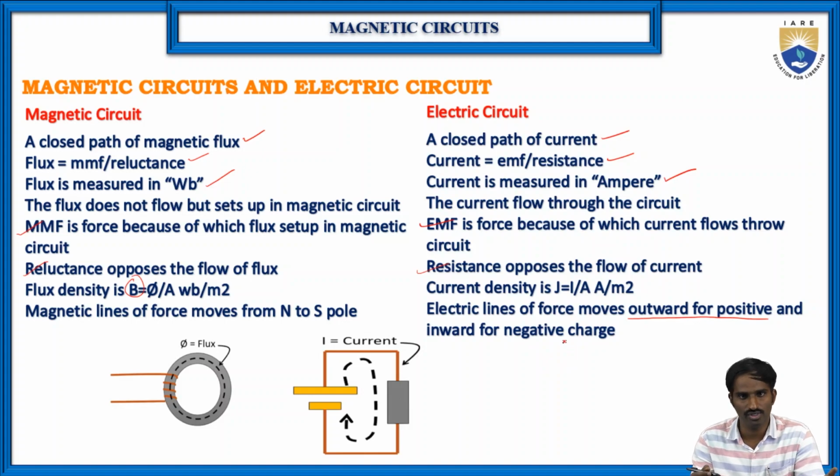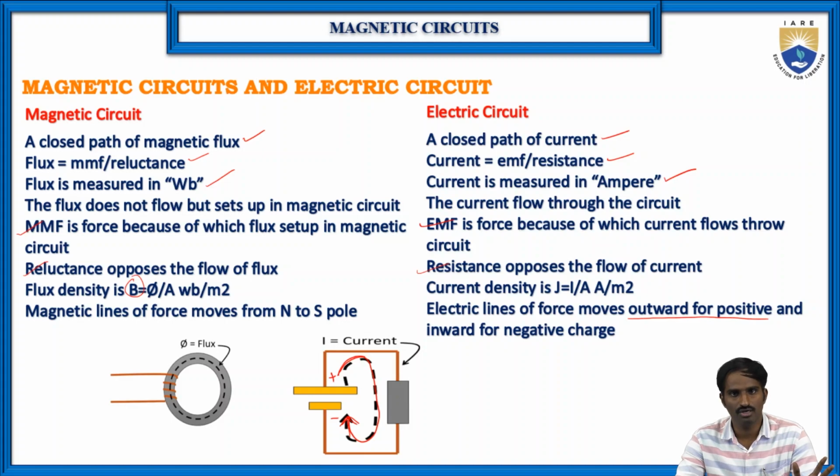So high potential to low potential is nothing but, suppose let us consider here it is positive and here it is negative, then it will flow from here to here. This is high potential to low potential. So from the positive it moves outwards, and for negative charges it moves inwards. So these are some common properties, the differences between the magnetic circuits and electric circuits.